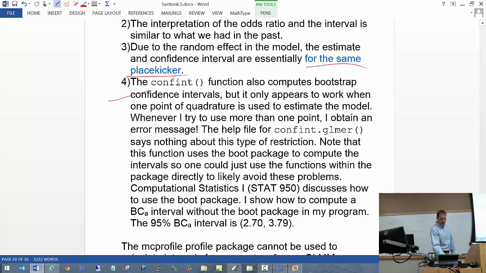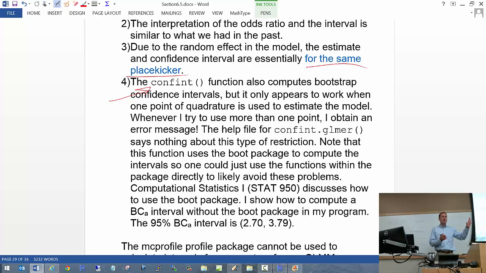What's interesting too is the confint function is actually a corresponding method function for this. It allows you to do bootstrap intervals too, so you could do percentile, or the BCA interval that I just talked about. Unfortunately though, and I haven't been able to figure out why, the function only works when you're using a quadrature with just 1 point. If you do anything more than 1, we actually, if you remember from the last time, we actually use 5 points, you get an error message.